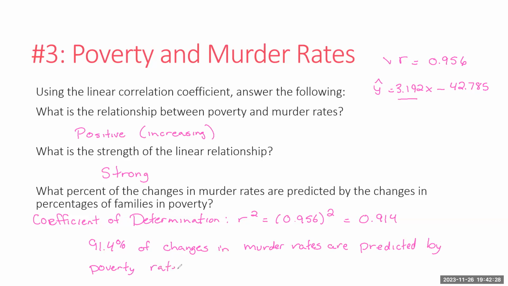So I believe that was real data that I had used there. I can't remember where I got it from. But this is actually a common thing that you see, is that poverty is a good predictor of crimes and violence. In this case, it's a really good predictor because 91% of the changes that we see in murder rates can totally be predicted by our poverty rates.